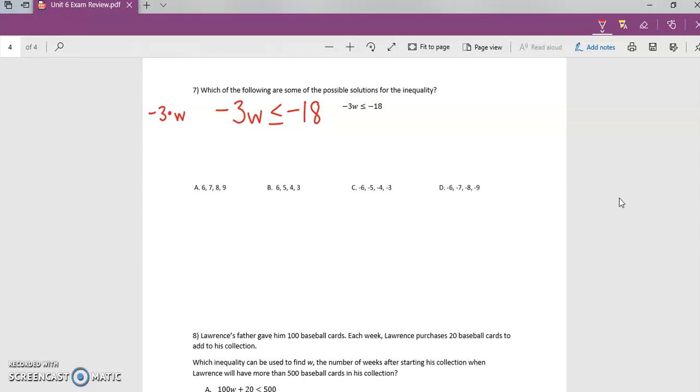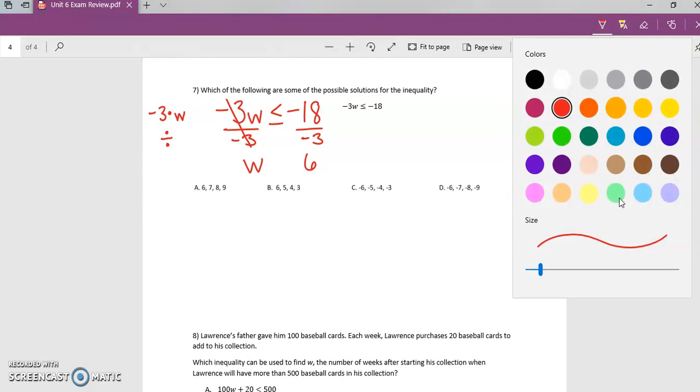The way to move it to the other side is to do the opposite, which is division. So I divide by negative 3, I divide by negative 3. These are going to cancel. I'll be left over with a w. 18 divided by 3 is 6, and a negative divided by a negative is a positive.